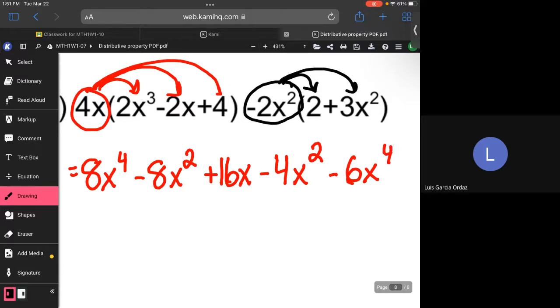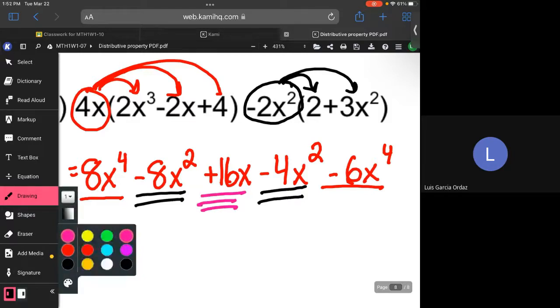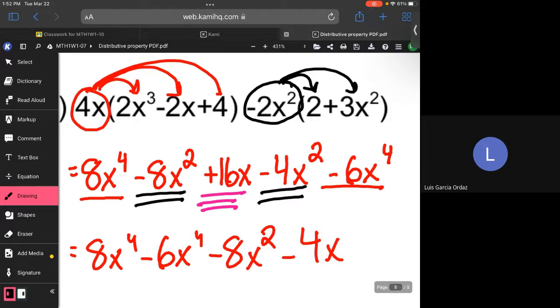So now what are my pairs of like terms? What's my first pair? John? 8x to the power of 4 and negative 6x to the power of 4. Yep. What's my next one? Negative 8x squared and negative 4x squared. Okay. And then my 16x will be at the end by itself. So I have 8x to the 4th minus 6x to the 4th minus 8x squared minus 4x squared plus 16x.